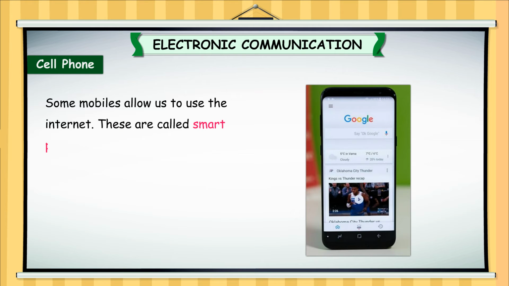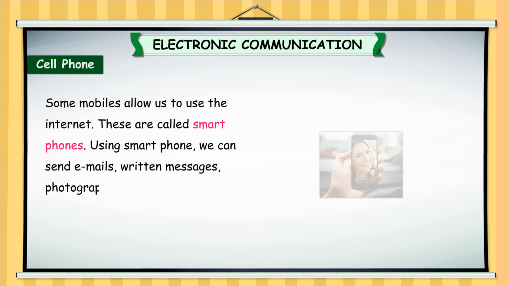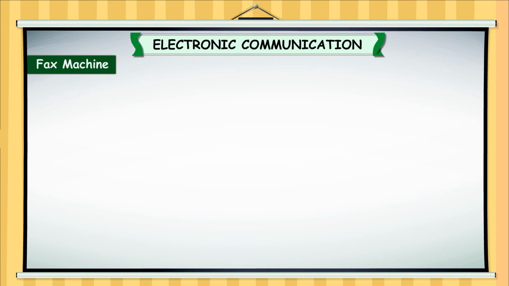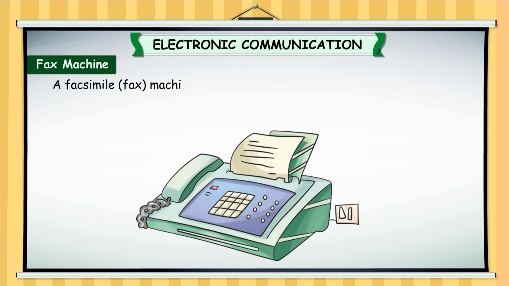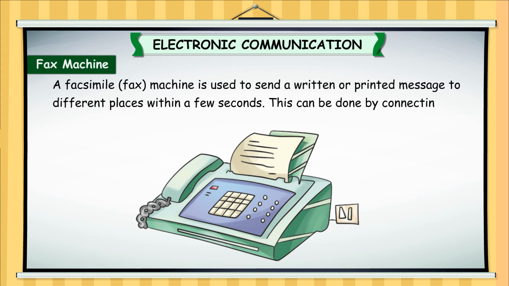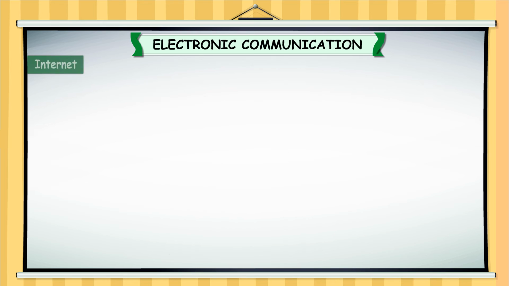These are called smartphones. Using a smartphone, we can send emails, written messages, photographs and videos instantly to people around the world. Fax machine. A facsimile fax machine is used to send a written or printed message to different places within a few seconds. This can be done by connecting a fax machine to a telephone line.